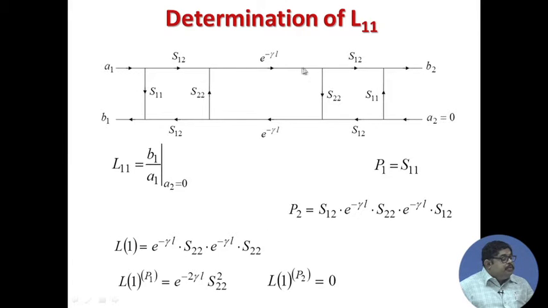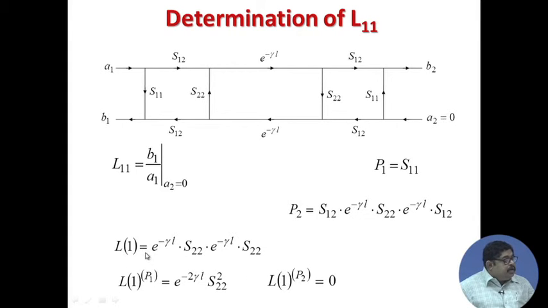Obviously, this is a loop, clear. So, e to the power minus gamma L, this e to the power minus gamma L into S22. This is a loop. Any other loop? You see, this is not a loop, this is not a loop. No S parameter can be a loop, 2 port S parameter.